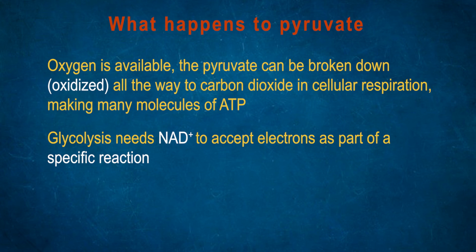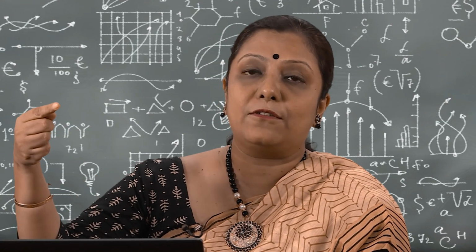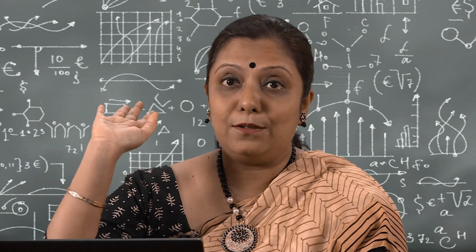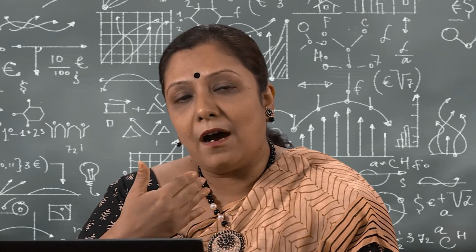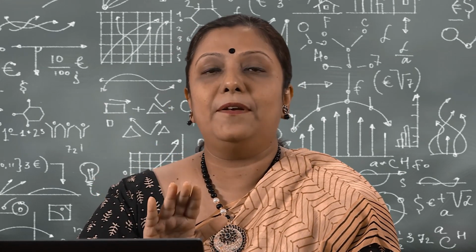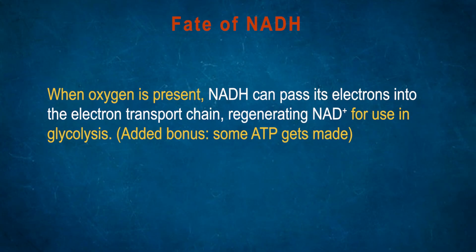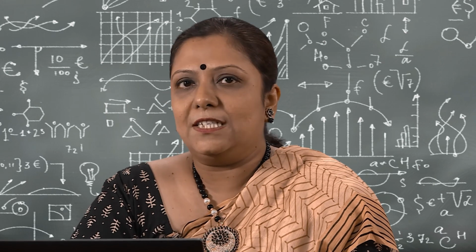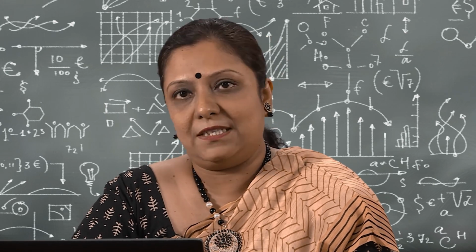The fate of NADH. Glycolysis needs NAD plus to accept electrons as a part of specific reactions. So there must be cycling back from NADH to NAD plus. Otherwise, all those reactions will halt. So somehow this NAD plus will be regained. There are some options. NADH can pass its electrons into the electron transport chain, regenerating NAD plus, and as an added bonus, ATP gets made. So for one NADH, 2.5 ATPs are made. This happens when oxygen is present, via the electron transport chain or oxidative phosphorylation.